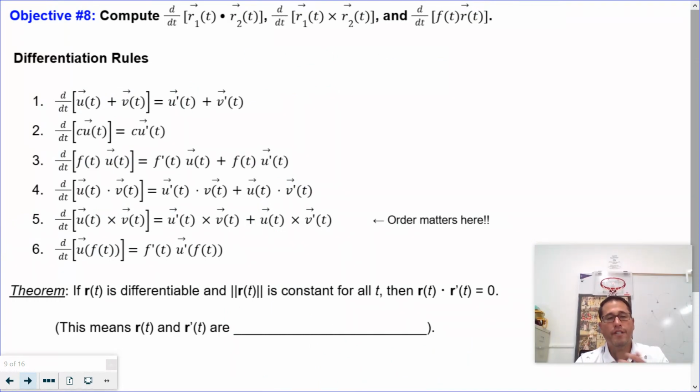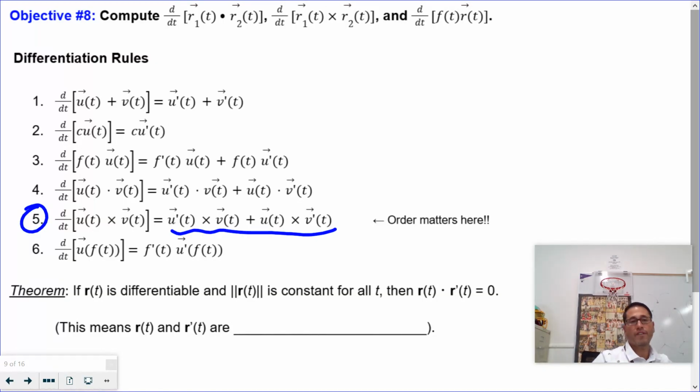We've got all of these rules. They can be a little bit annoying, but they are pretty self-explanatory. The one thing you have to understand is number 5. When you do the cross product, order matters. We learned last unit in chapter 12 that order matters, because if we flip it, we'll get the opposite, the negative of it. So you've got to be careful.